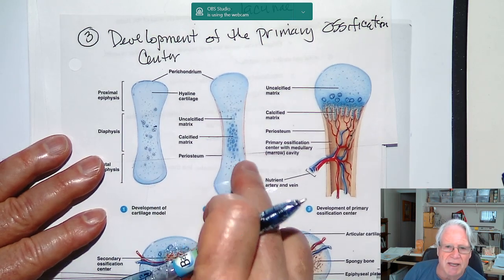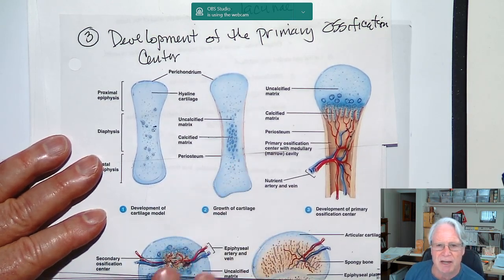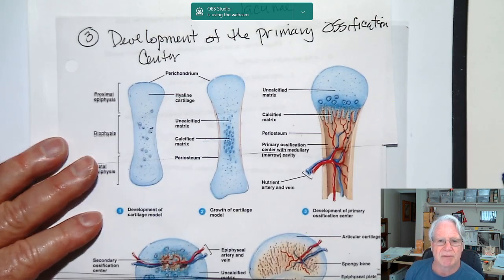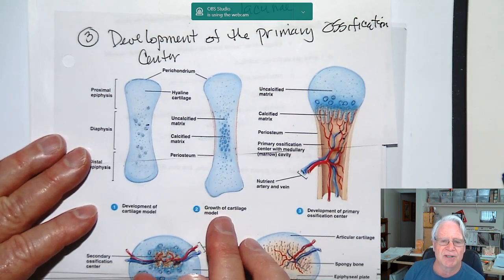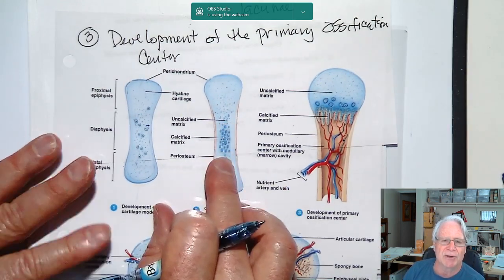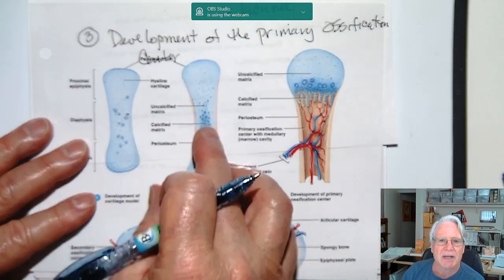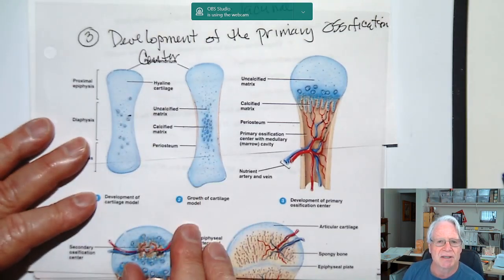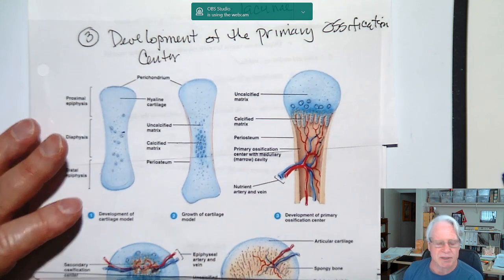So we're headed towards this picture right here now. That's what we're going to be talking about. Even though they call that the growth of the cartilage model, what we're now going to describe in step number 3 here is what is being pictured at this point right here in the drawings.